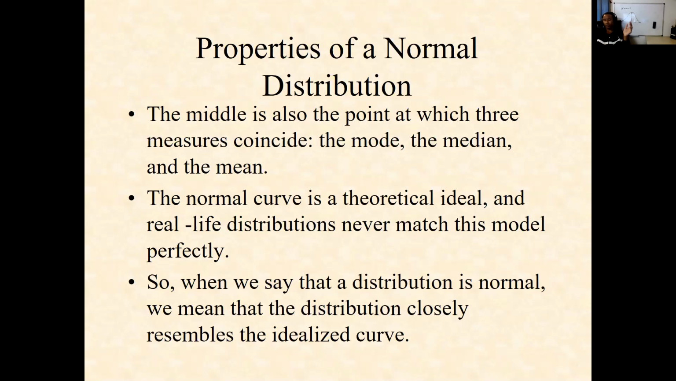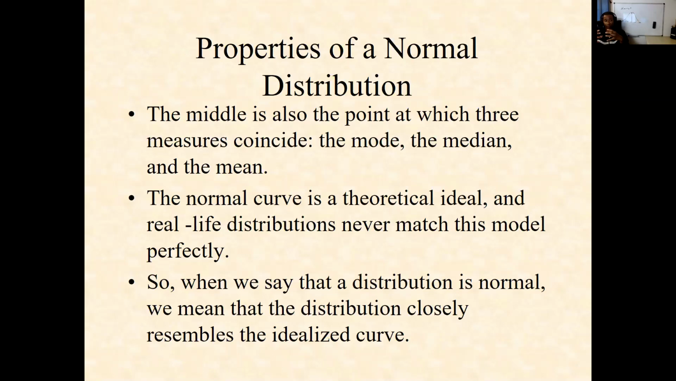Now, one thing that's important when we talk about the normal distribution is to understand it's a theoretical ideal. What we mean by that is that basically no real world distribution ever perfectly matches this model. Sometimes I show students normal distributions and then they say, oh, well, it's not perfectly symmetrical, so it's not normal. Well, no real world data is ever going to be perfectly symmetrical. No real world data is ever going to perfectly match this. However, a lot of real world distributions closely resemble the normal distribution, okay?